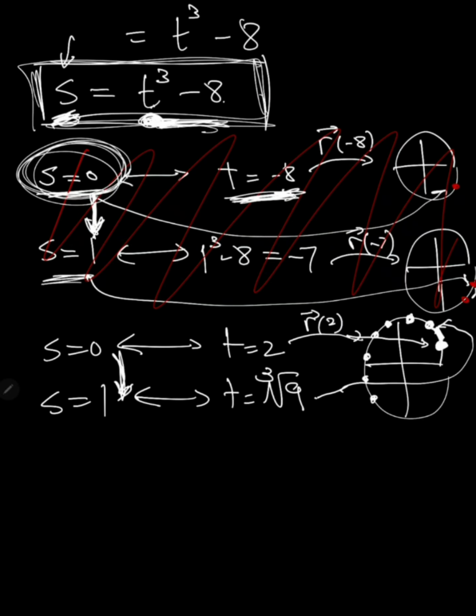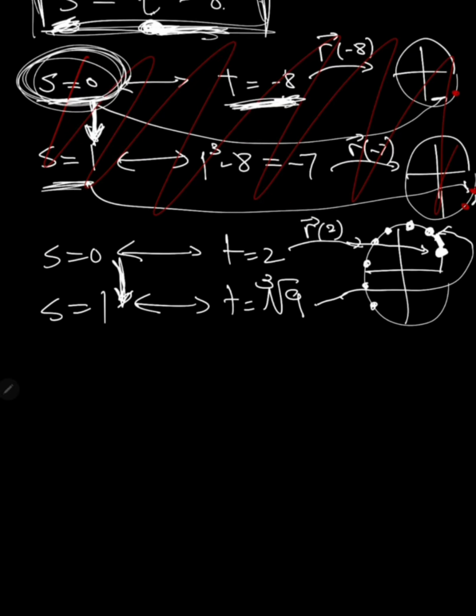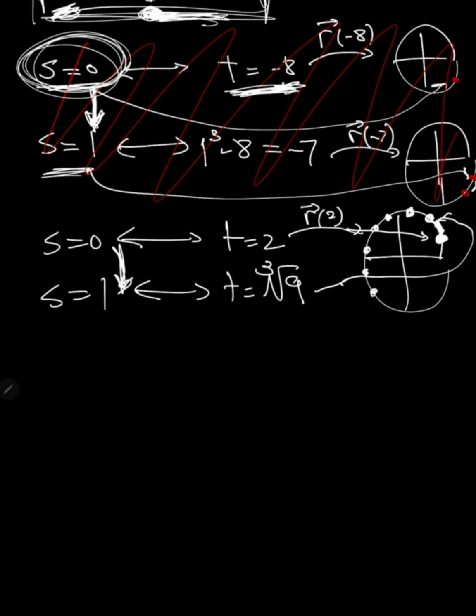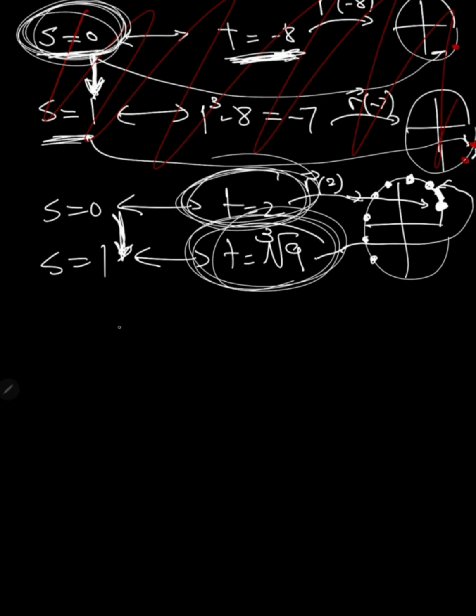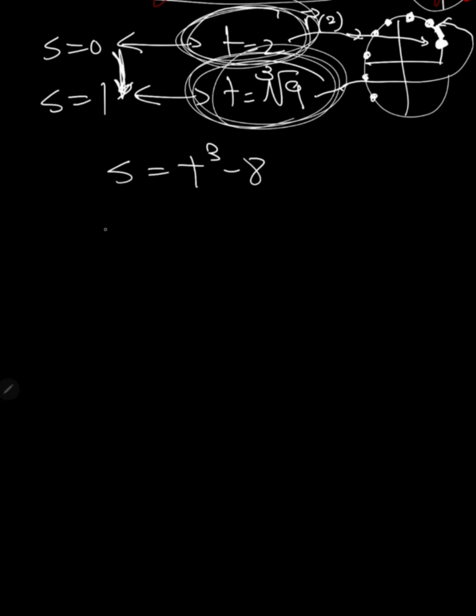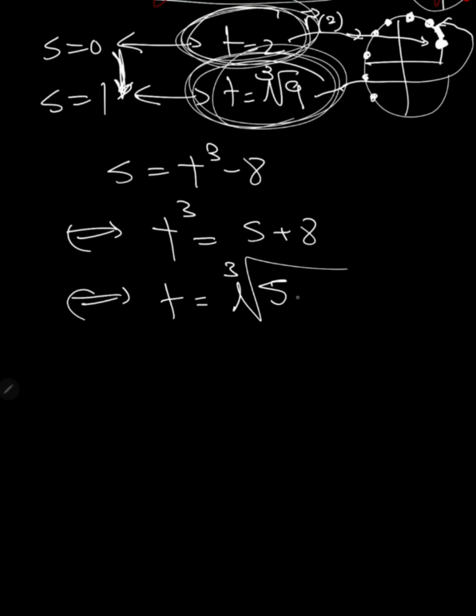We used s equals t cubed minus 8 to do our conversion, right? In essence, what we did was solve for t. When s is equal to something, what is t? That's what we did right here, in the correct version, of course. We started with t cubed minus 8 equals s. We solved for t, so t cubed is equal to s plus 8, which meant that t is equal to the cube root of s plus 8.